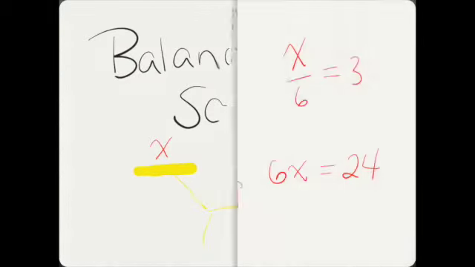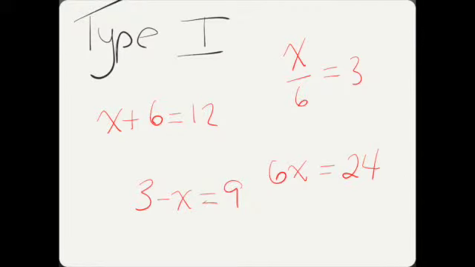Our first example of type 1, we have 4 different examples. So we have x divided by 6 is equal to 3, x plus 6 is equal to 12, 3 minus x is equal to 9, and 6x is equal to 24. This shows addition, subtraction, division, and multiplication.